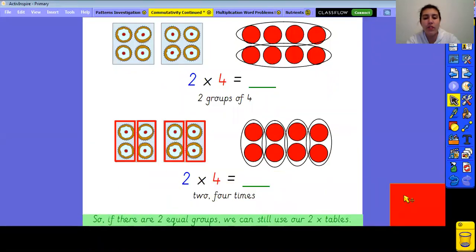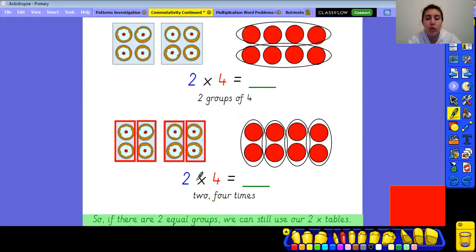Instead of actually moving the digits around, what I could do is put it with my second factor and say, actually, instead of having 2 groups of 4, maybe I could just have 2 4 times. So if we look at that in this example, that means I've got 2 cakes 4 times. So that would then mean that I've got 1 group of 2, 2 groups of 2, 3 groups of 2, 4 groups of 2.